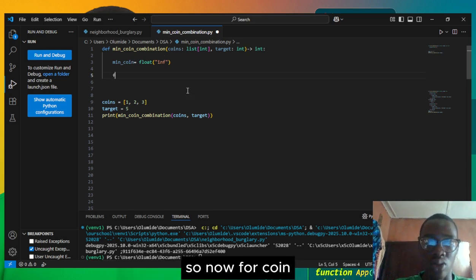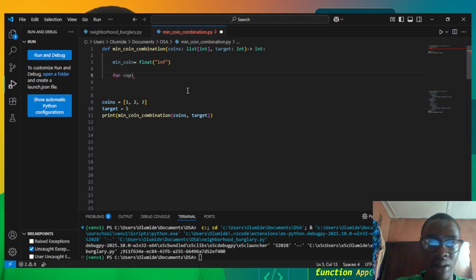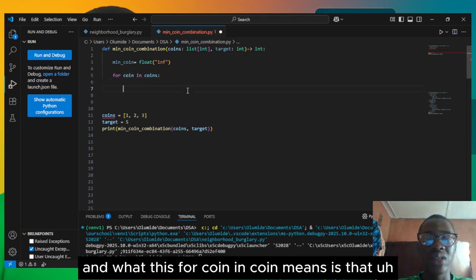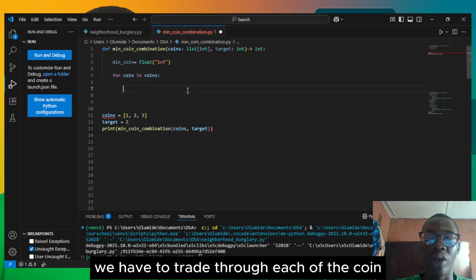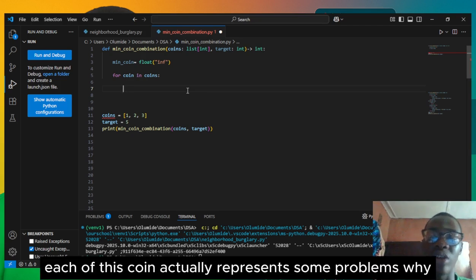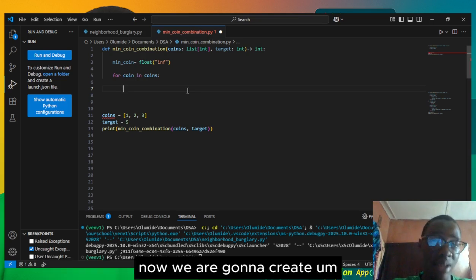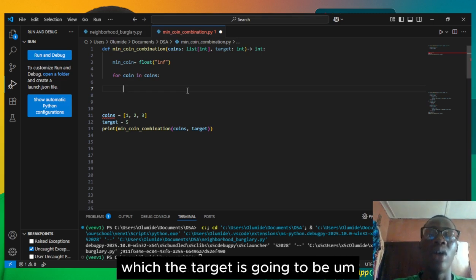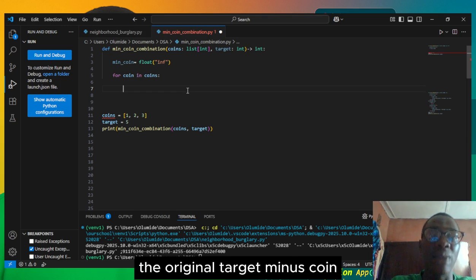Alright, so now for coin in coins, right? What this for coin in coins means is that we have to iterate through each of the coins. Don't forget that each of these coins actually represents sub problems. Why? Because by using each of these coins now, we are gonna create a smaller target, right? Which is going to be the original target minus coin.